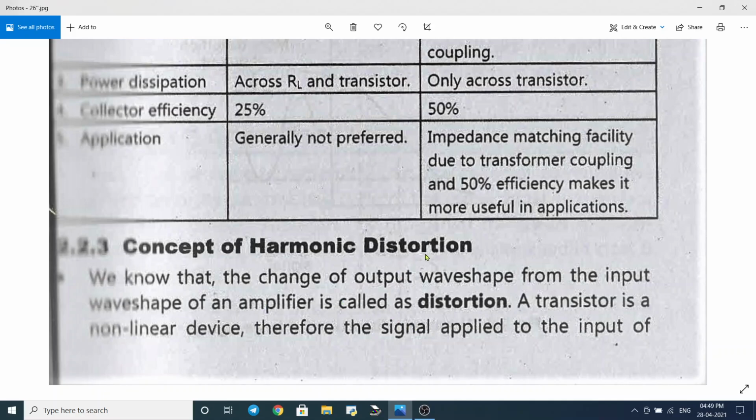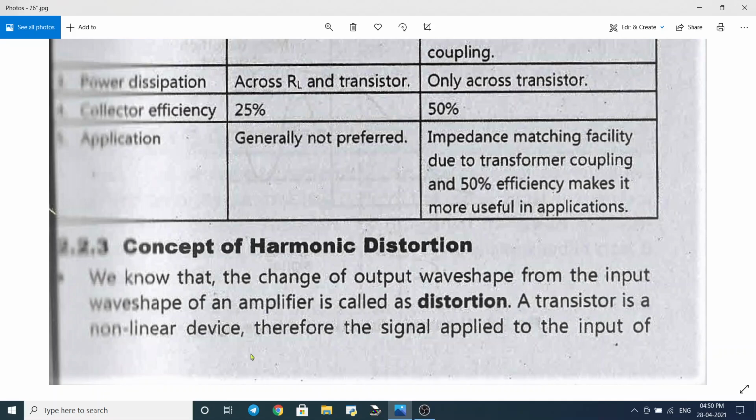What is distortion? It is the change of output wave shape from the input wave shape. A change of output wave shape with respect to the input wave shape of an amplifier is called distortion.